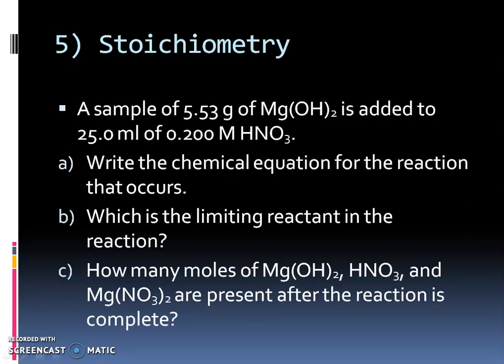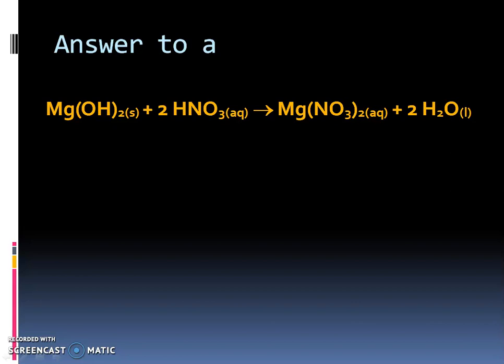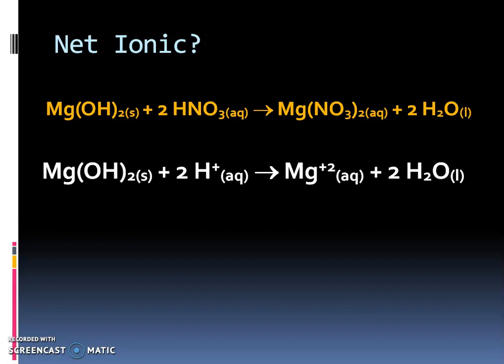Number 5, stoichiometry. So hopefully you paused and got your answer of A. And can you do the net ionic equation again? Again, just more practice here for you. So you should have gotten that as your net ionic.